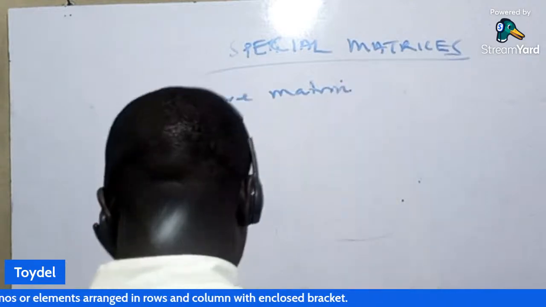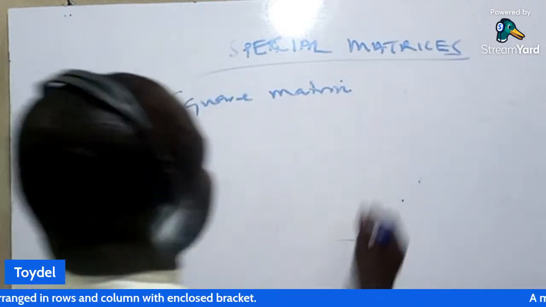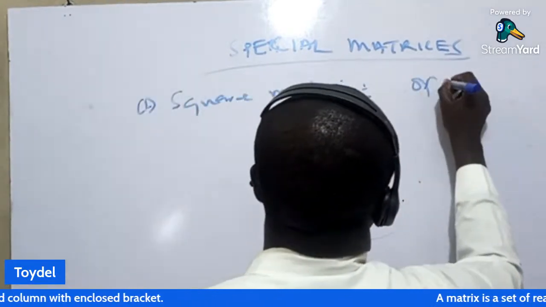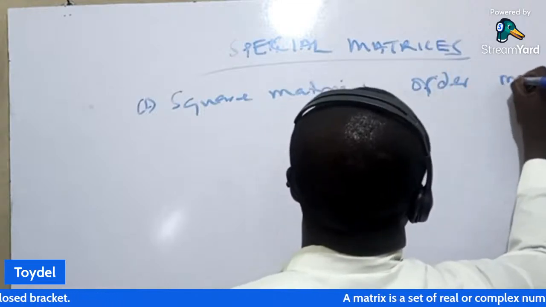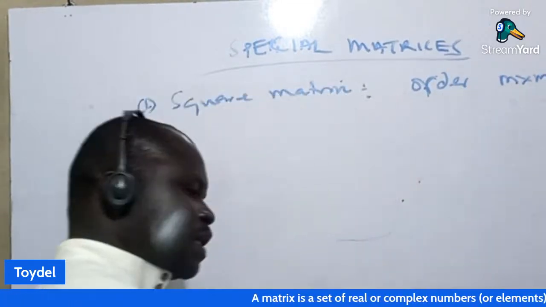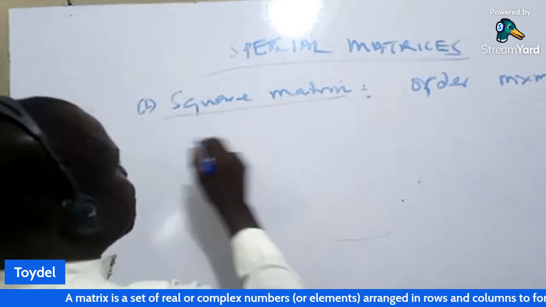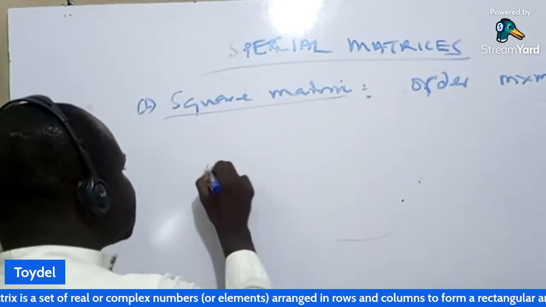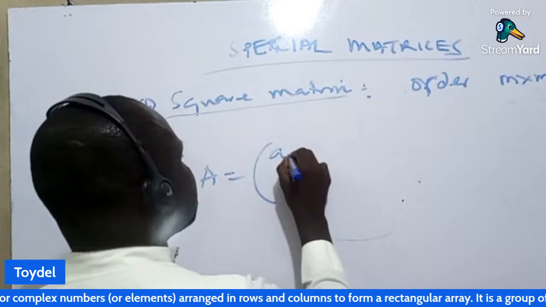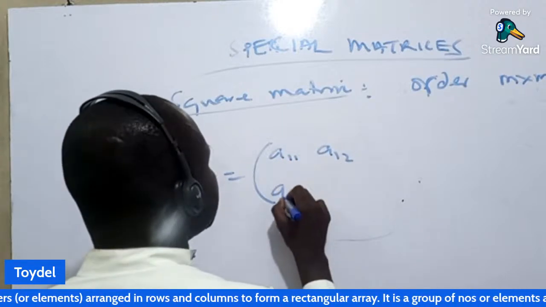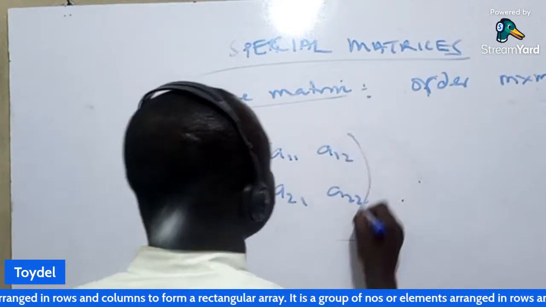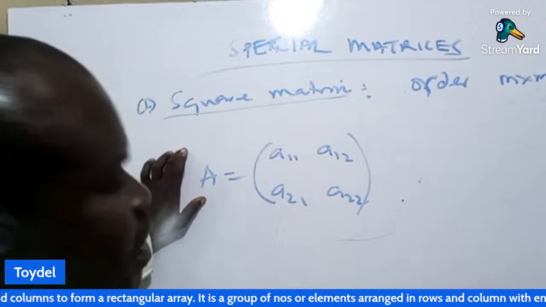A square matrix is a matrix of order m by m. That is, when the number of rows is equal to the number of columns, then such a matrix is referred to as a square matrix. For instance, let's say A, which is A11, A12, A21, A22. In this case, this A is a square matrix.